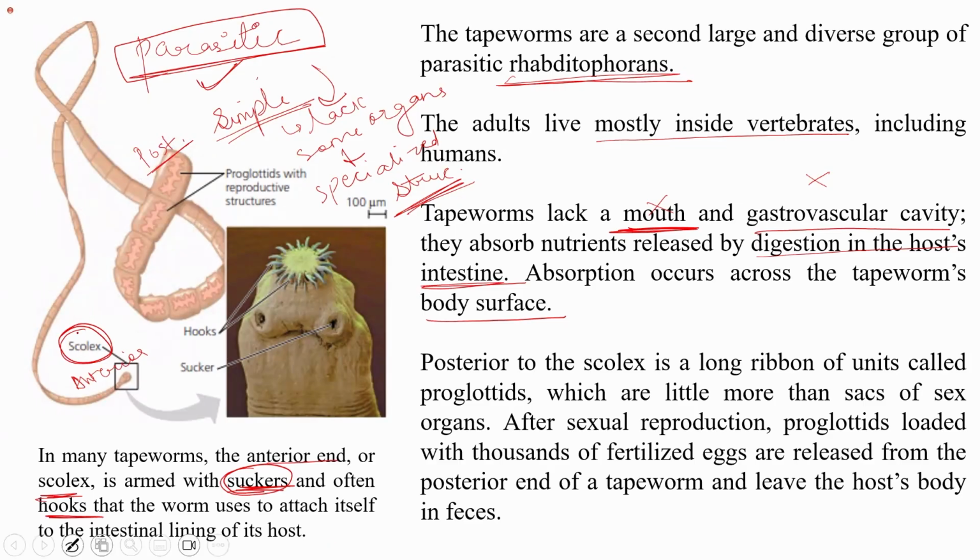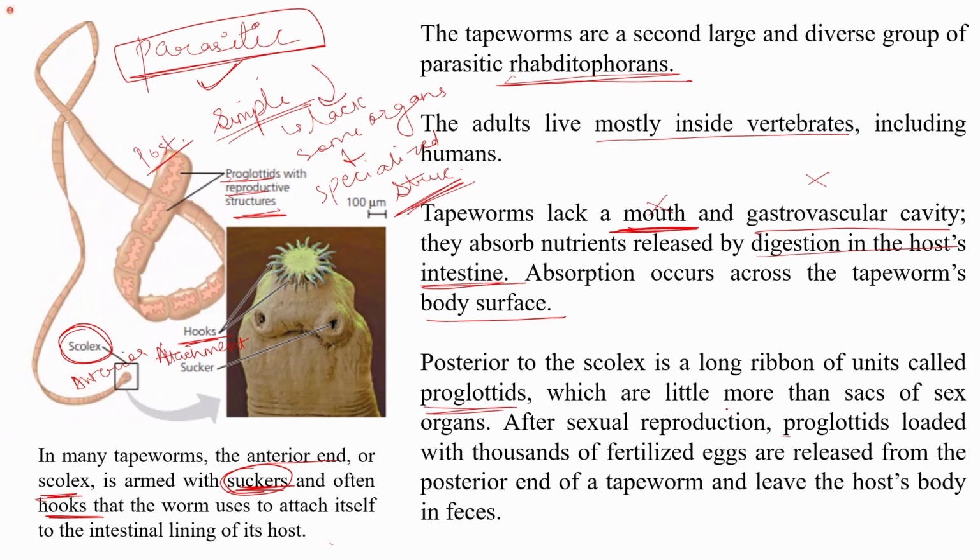If we see the zoomed structure of the scolex, you will see that they have hooks. These hooks help in the attachment. So these hooks and suckers help the worm to attach itself to the intestinal lining of the host and absorb the nutrients from there. Posterior to the scolex is a long ribbon of units called proglottids. In the posterior end, you will see proglottids with reproductive structures, which are little more than sex organs.